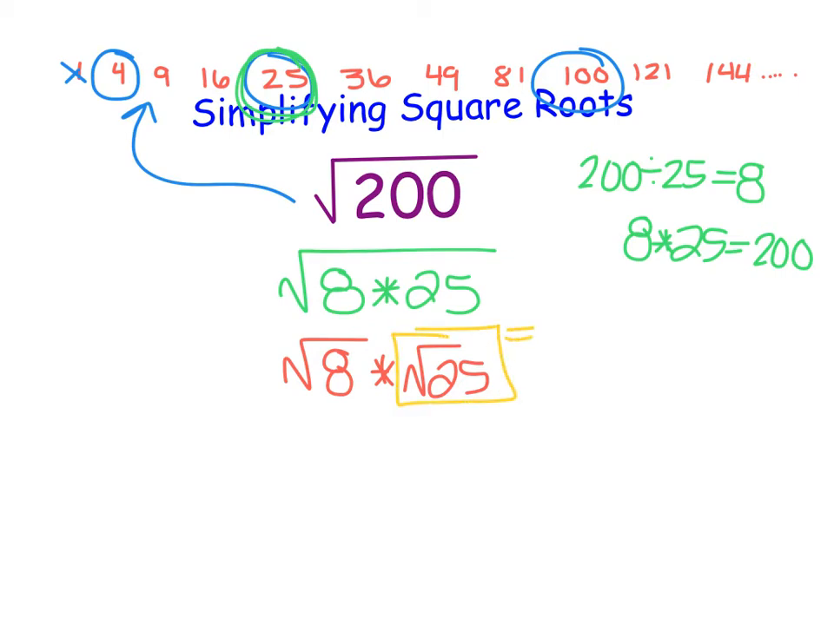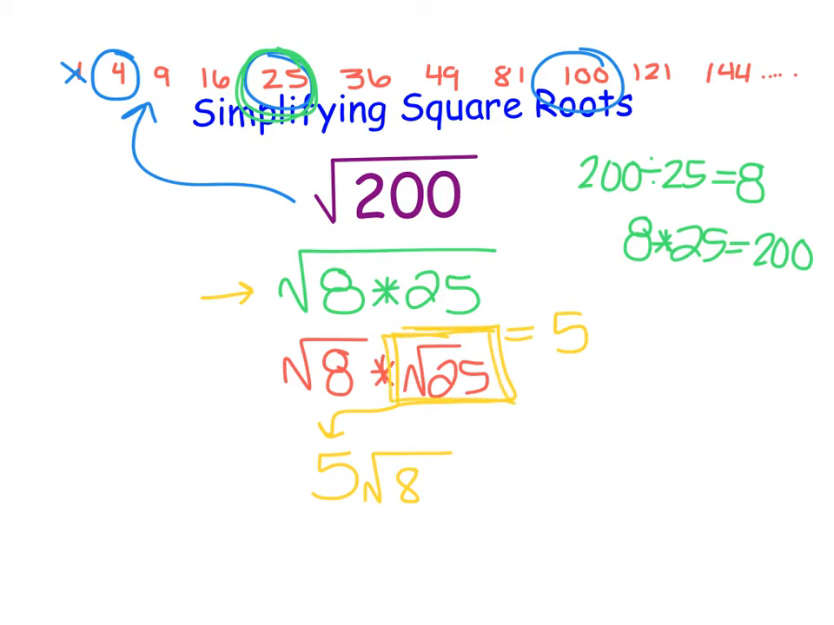Well, the square root of 25 equals a regular 5, because 5 squared is 25. So what I can do here is rewrite this radical, put the 5 in front as its coefficient, and say I have 5 square roots of 8. So by noticing that 200 was divisible by 25, I split it up into a multiplication problem, and then from there evaluated the square root of a perfect square.